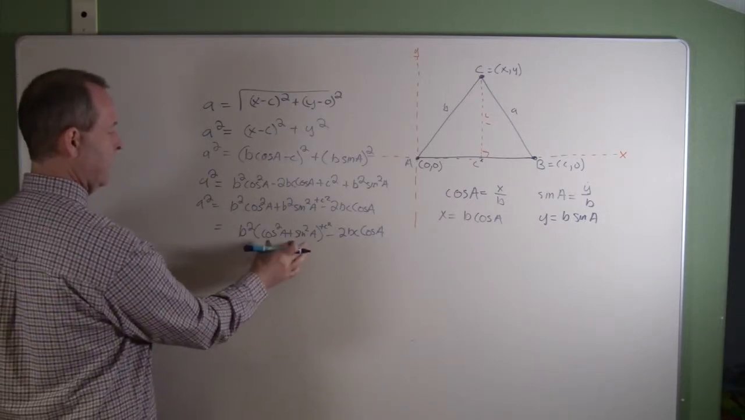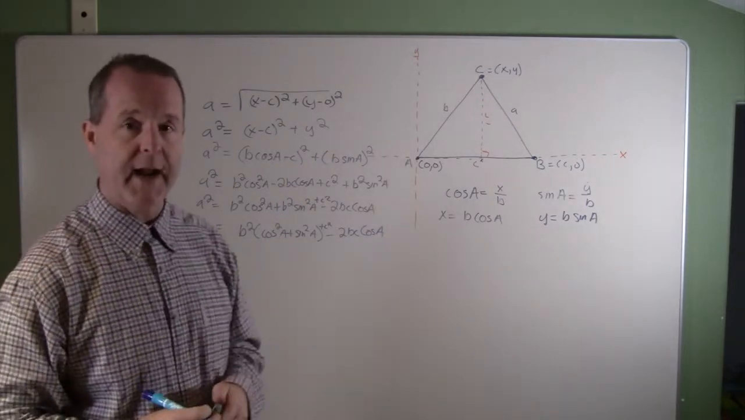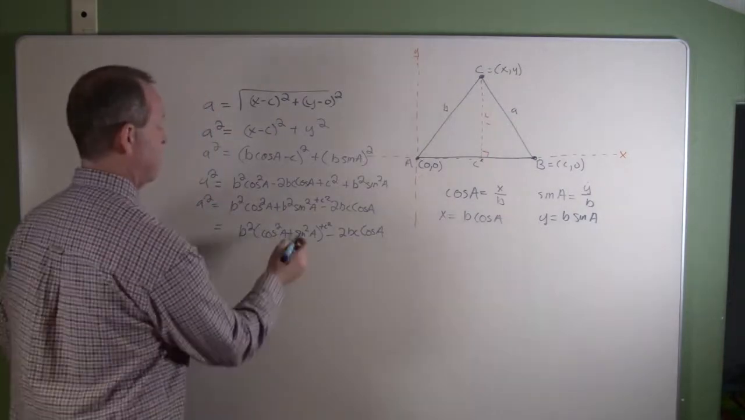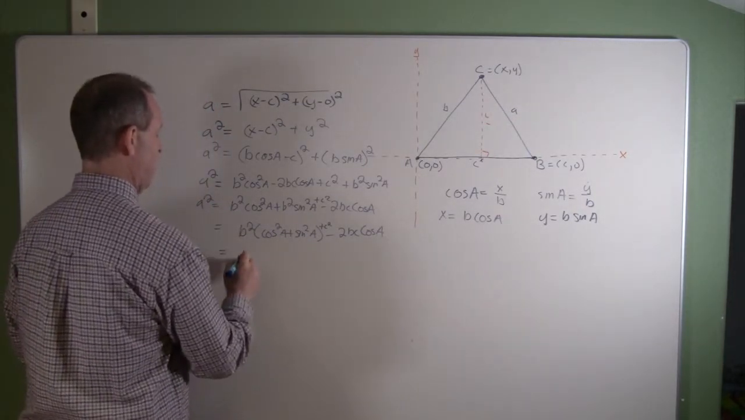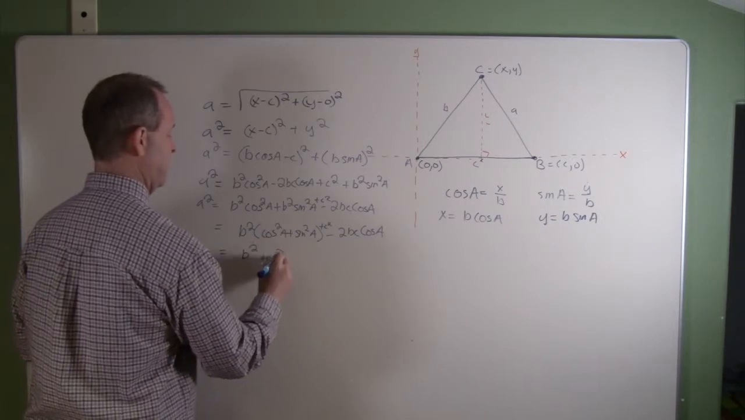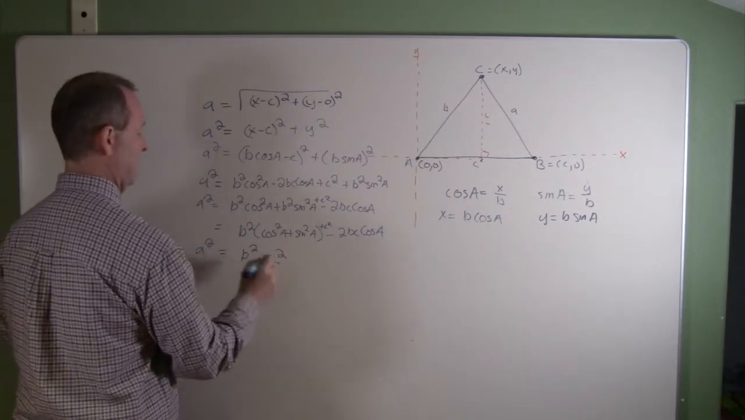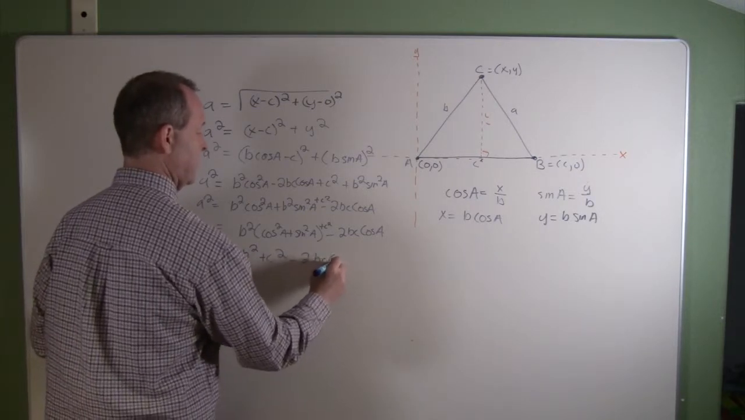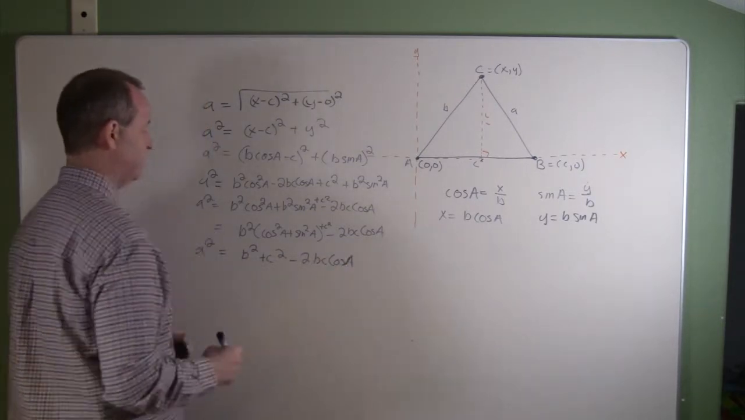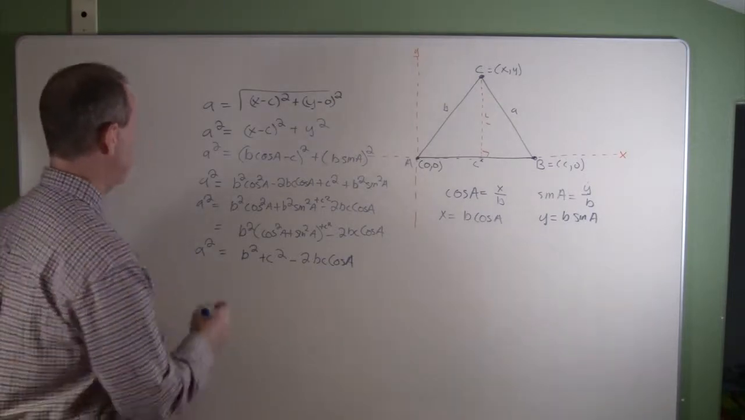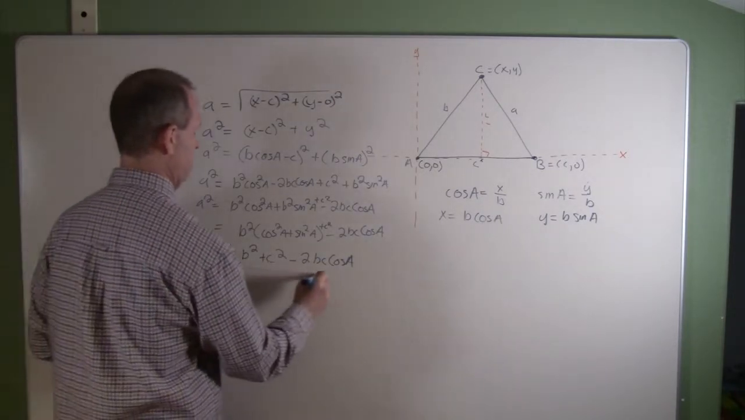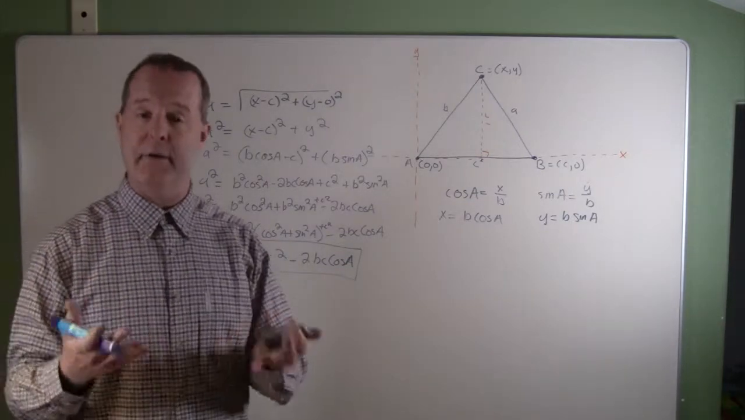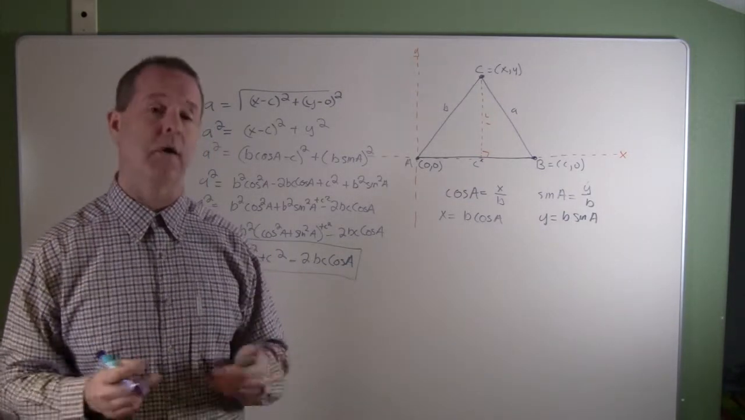Next, this cosine squared of A plus sine squared of A, do you remember what that equals? That's just 1. So this cancels out. I'm left with b squared plus c squared minus 2bc cosine of A. And this right here gives me one of the three laws of cosines.